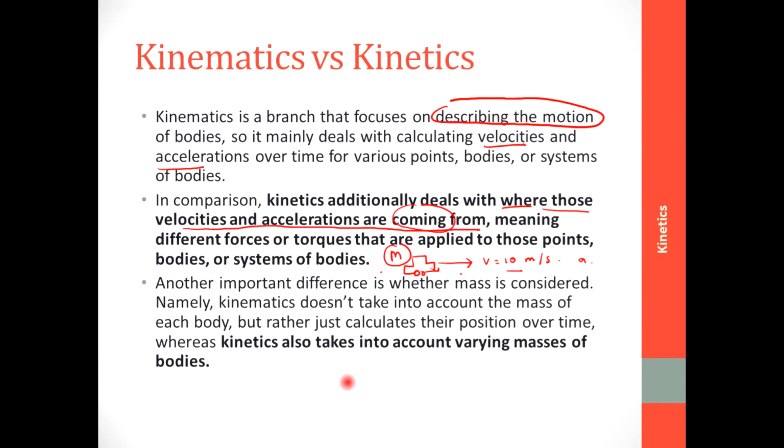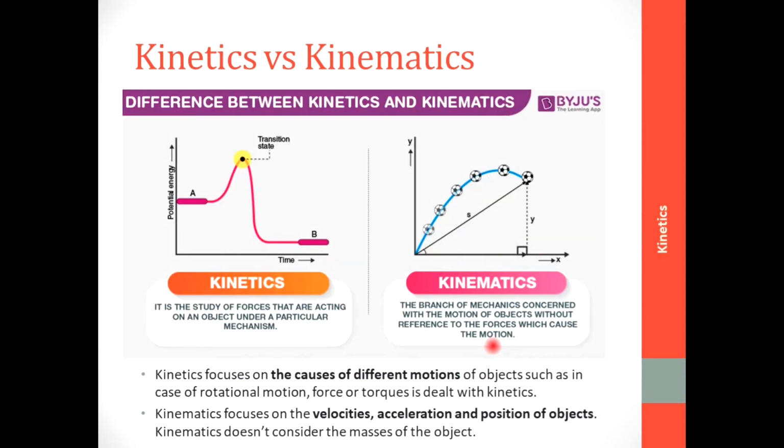Okay, so for kinematic, the mass is not considered, but for kinetics, the mass is considered. For example, here we have, okay, this one is for the potential energy. Because for kinetic, one of the techniques to solve is using energy.